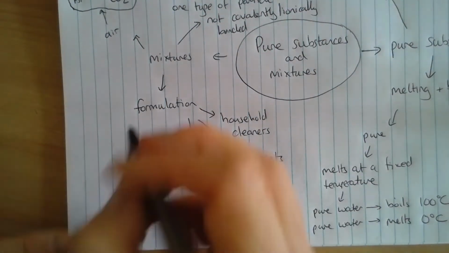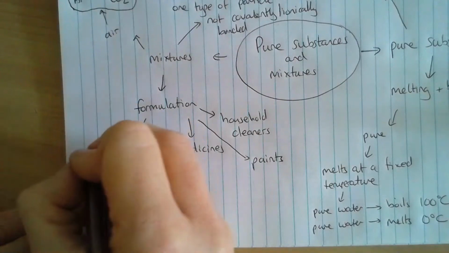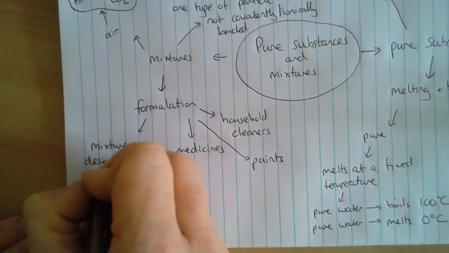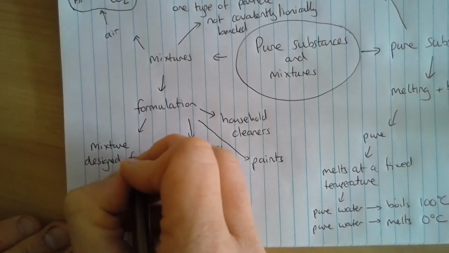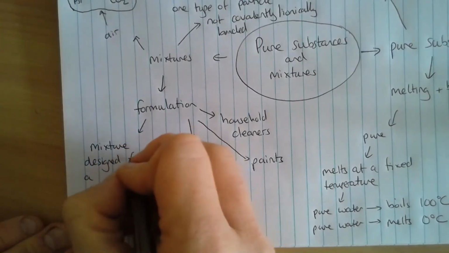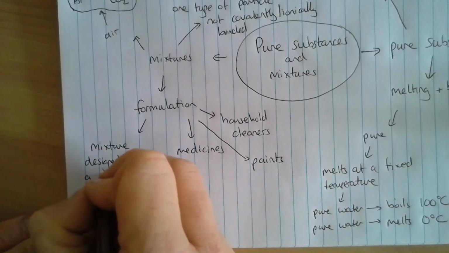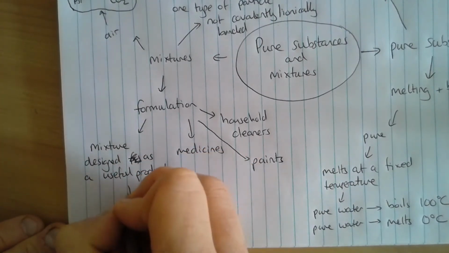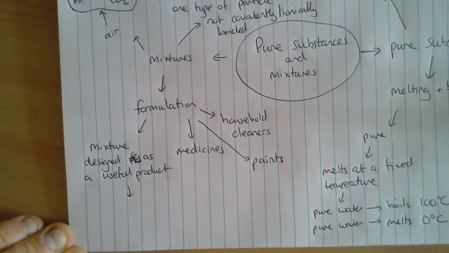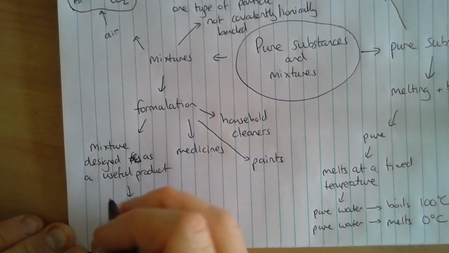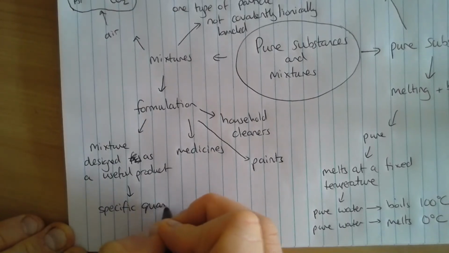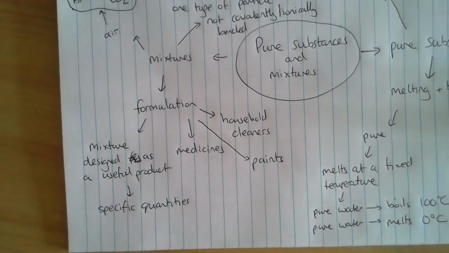And formulation, and this is a definition you need to know, is a mixture designed as a useful product, and it's got very specific quantities of chemicals that are present in it.